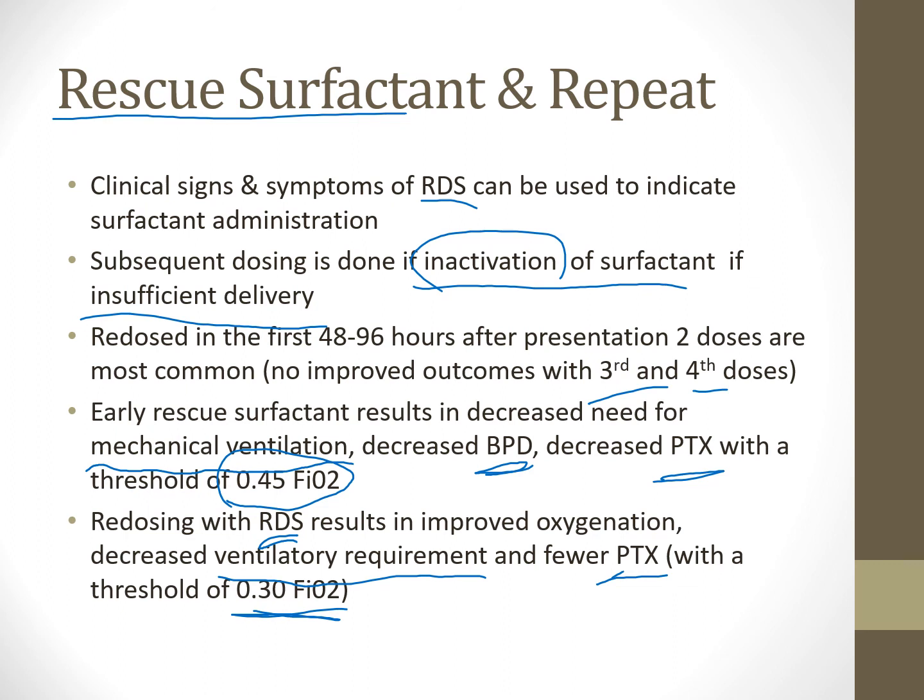So it's all risk versus benefit when we're looking at this. However, there have been some benefits shown with that threshold of 0.3 to 0.45 for redosing, as long as it's safe to do so and it makes sense to do so. That might be something the care team considers versus just increasing vent settings.